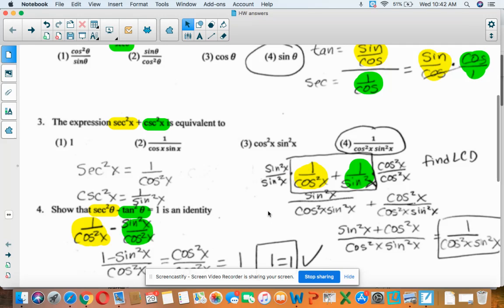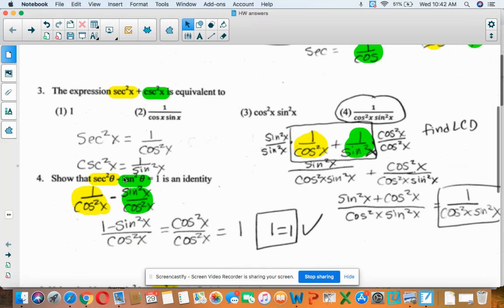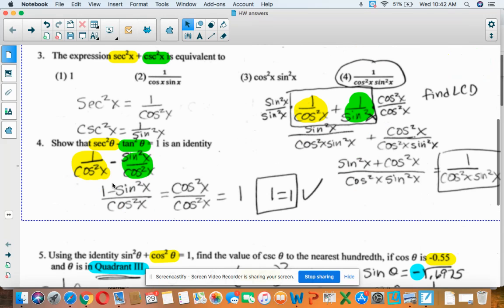For 4, I want to show this as an identity. So secant squared theta is really just 1 over cosine squared theta. Tangent squared theta is sine squared theta over cosine squared theta. These are 2 fractions. They have a common denominator, so now I can combine them together.